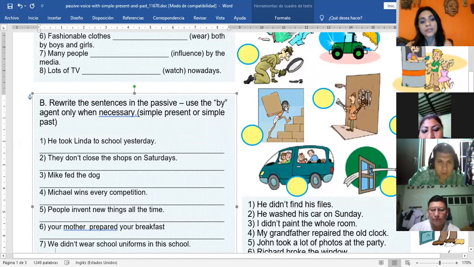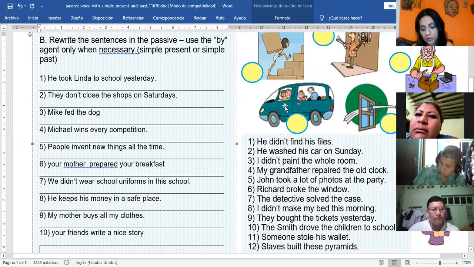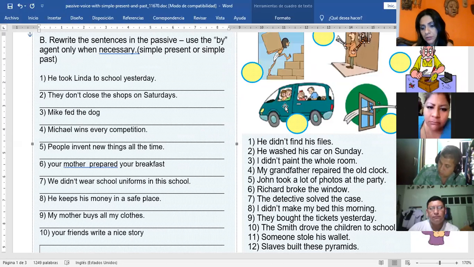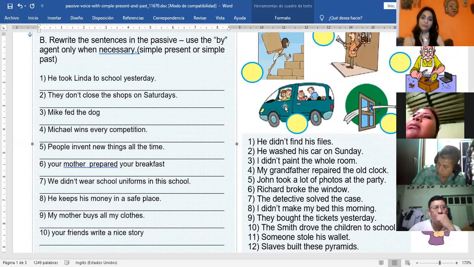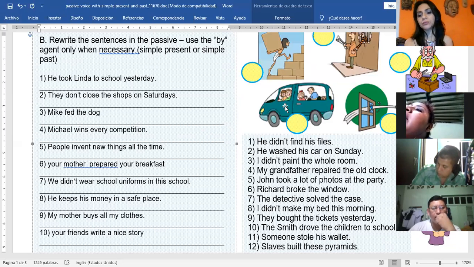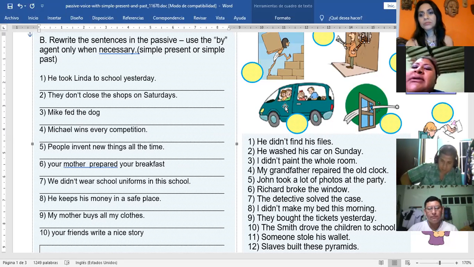Okay, guys, let's see. Daniel Mendez, number one. He took Linda to school yesterday. Can you switch it to the proper passive voice? Yes. Linda was taken to school by him yesterday. Excellent. Nice. Eli Larin, number two. They don't close the shops on Saturdays. Elita, your microphone is off. The shops didn't close on Saturday.